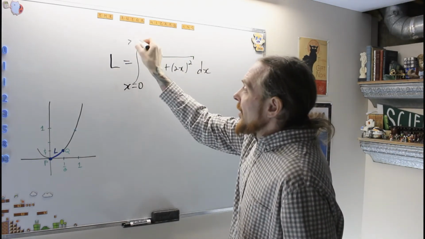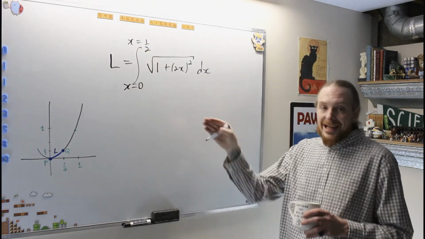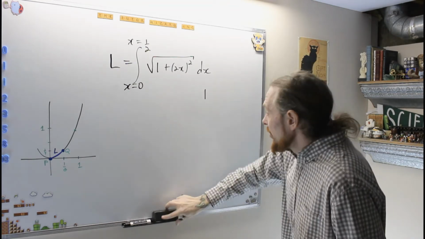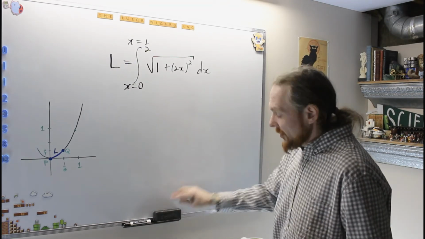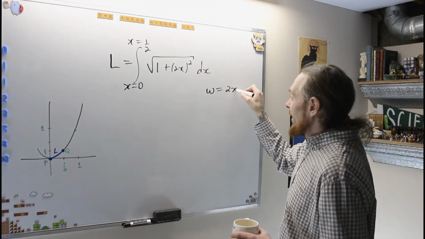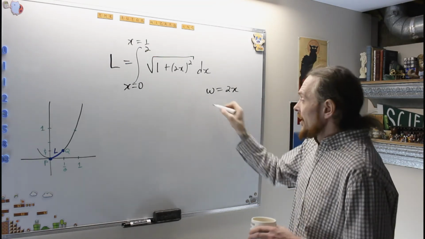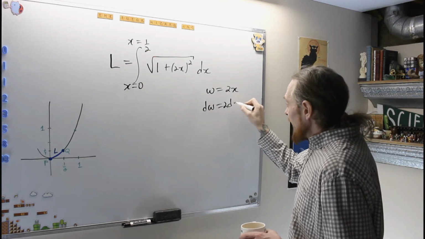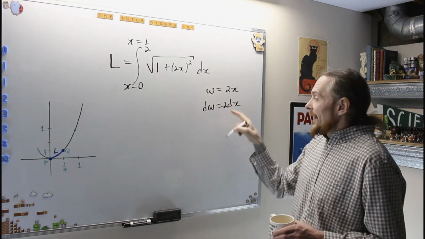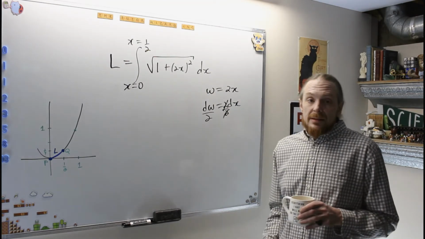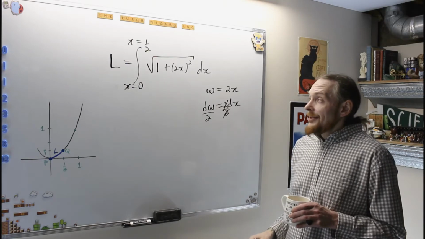So this is x equals 0 to x equals 1/2. I'm going to let u, which we shouldn't do, so we're going to use w. w is going to be 2x. Then dw is going to be 2 dx. All I have is dx, so we'll divide by 2, and I get dw over 2 is dx.